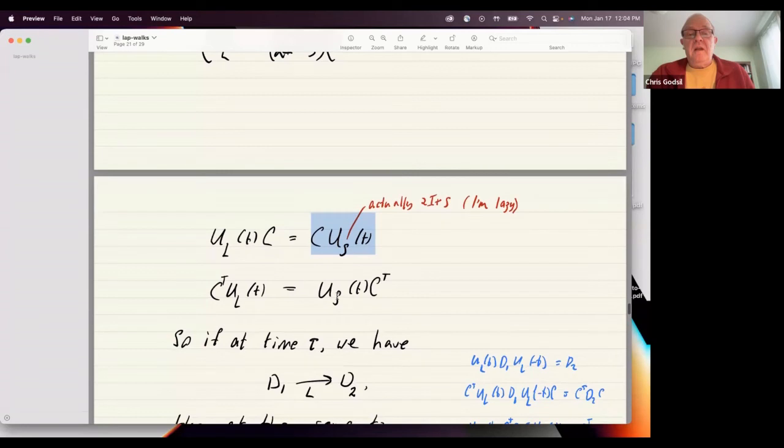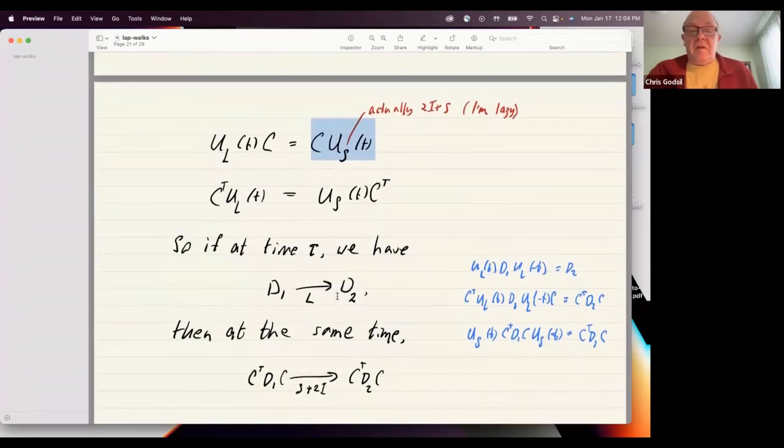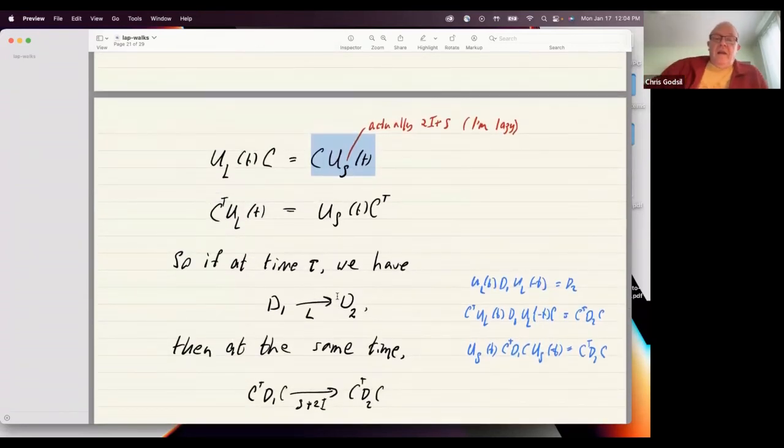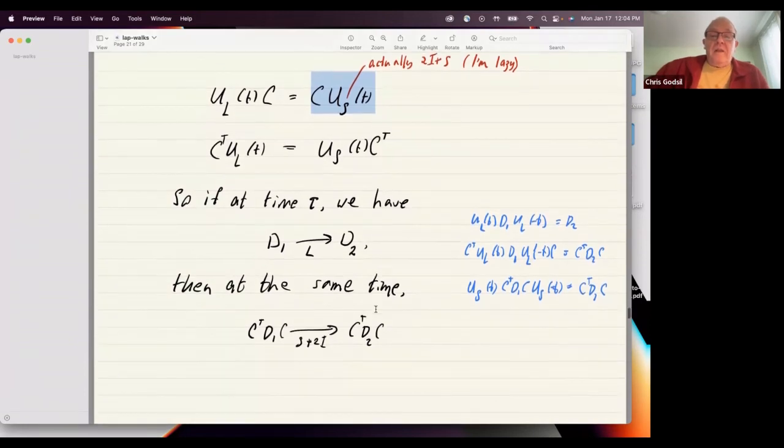Now, the consequence of this is, suppose we're sitting with our Laplacian, and at time tau we get transfer from D1 to D2. Then I claim at the same time you get transfer from this matrix to this matrix using S plus 2I as your Hamiltonian.